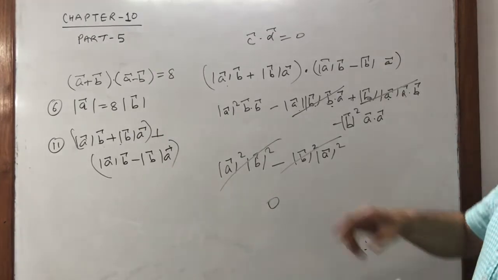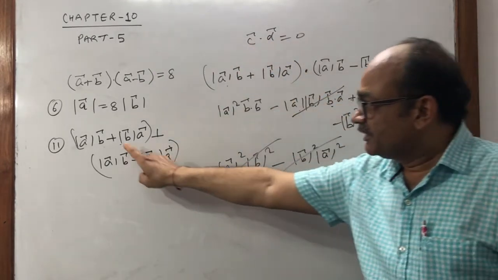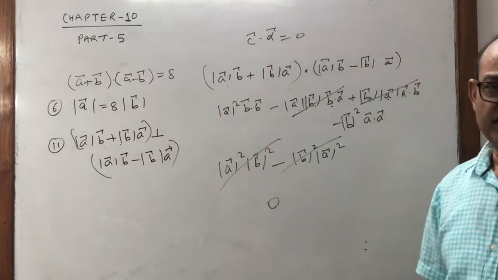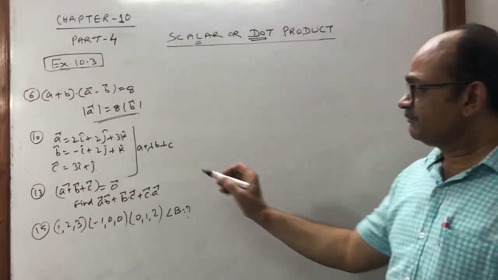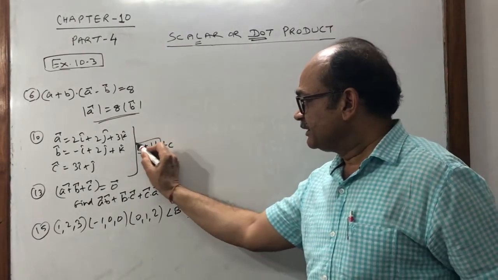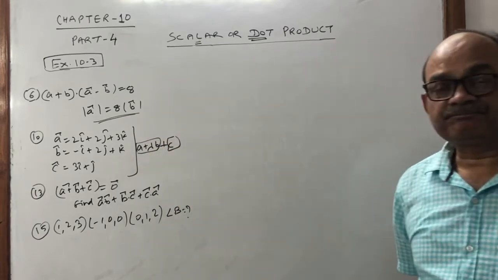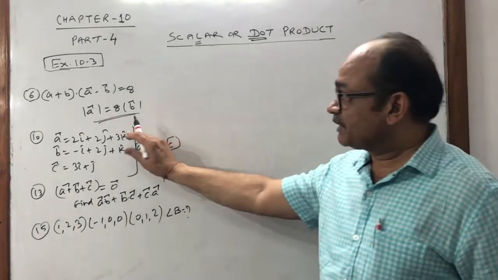Hence the given vectors C and D are perpendicular. It means these C and D are perpendicular. Correct? A relation is given that A plus lambda B is perpendicular to vector C. How do we calculate A plus lambda B?